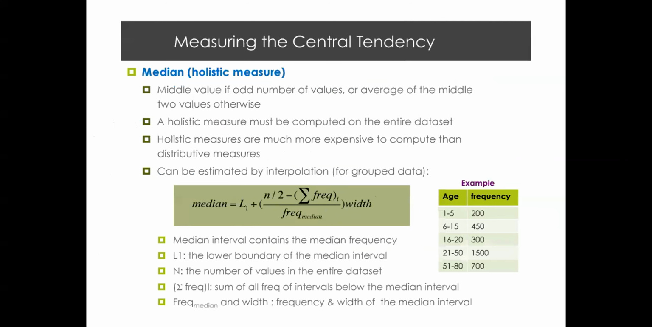Next, in measuring the central tendency, how do we find the middle value in a holistic measure? If we have an odd number of values, the middle value is the median value. But when the values are an even number, you find the middle two values and take their average. That is the median value. A holistic measure must be computed on the entire data set.